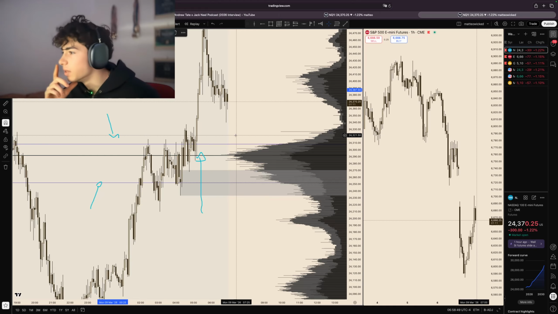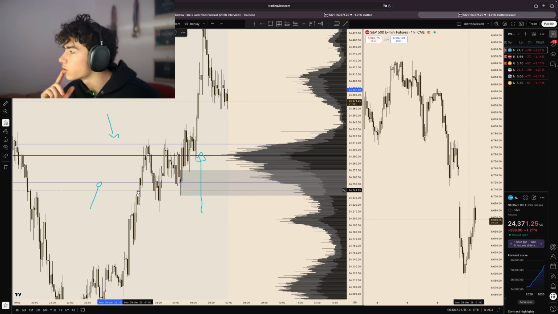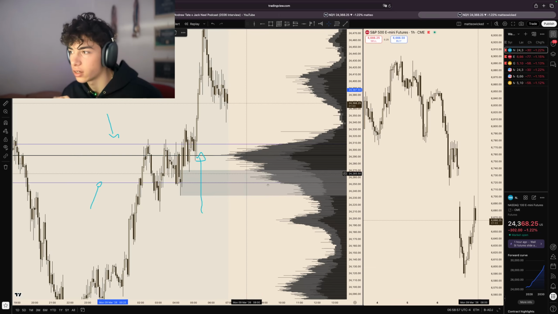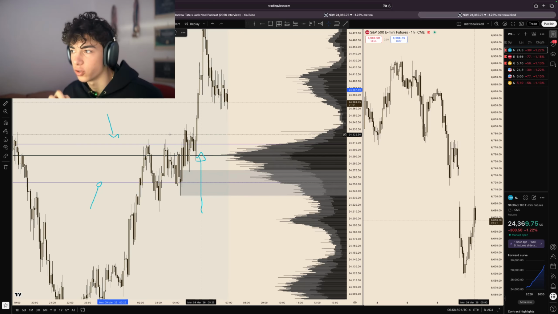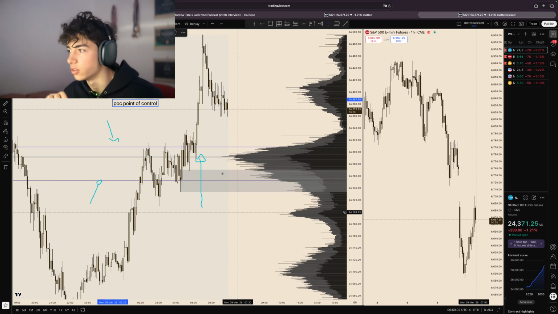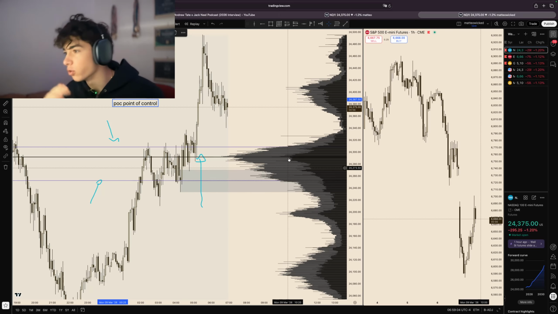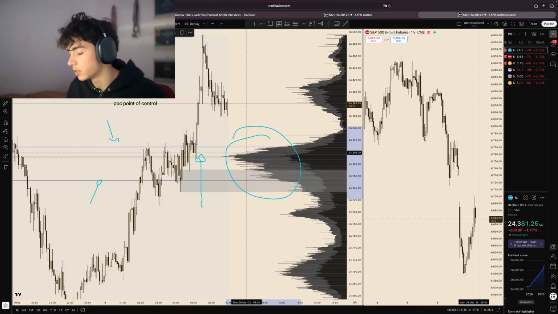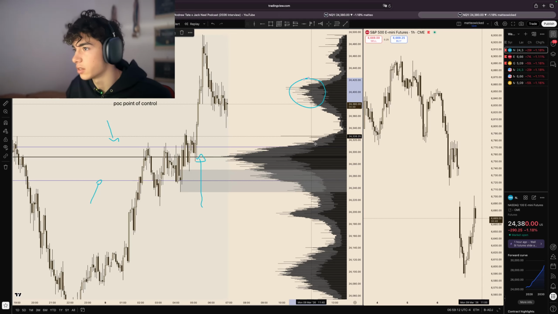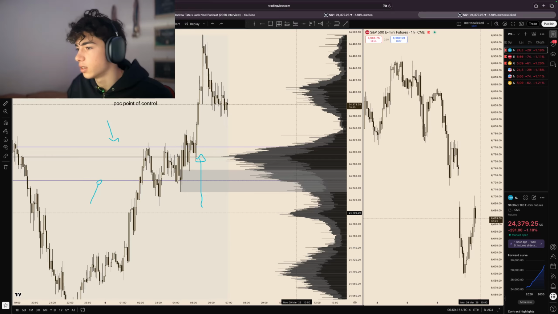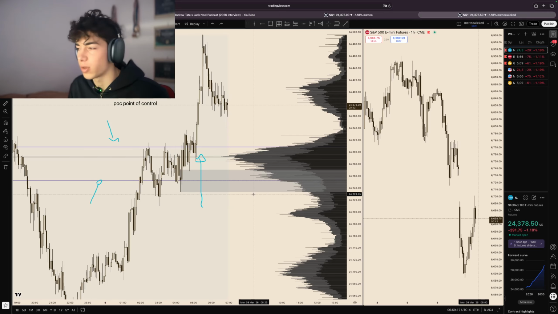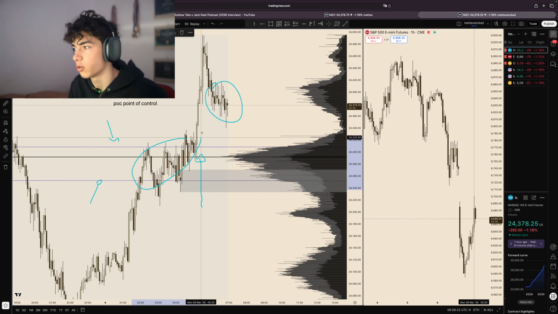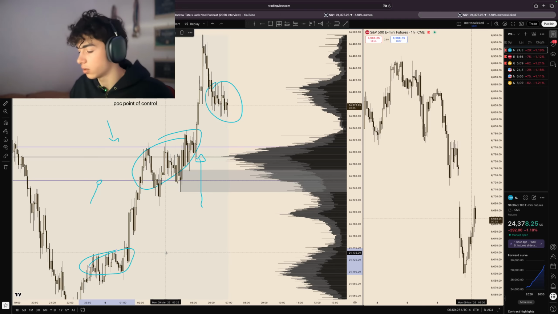The POC is a bit different than the other two, which indicate the area, the level where the most volume was traded, okay, in the zone that you selected. So usually when you see a lot of volume like this, or like this, or like this, these are zones where price tends to accumulate, okay? As you can see here, we are accumulating, here we accumulated, here we accumulated, okay?